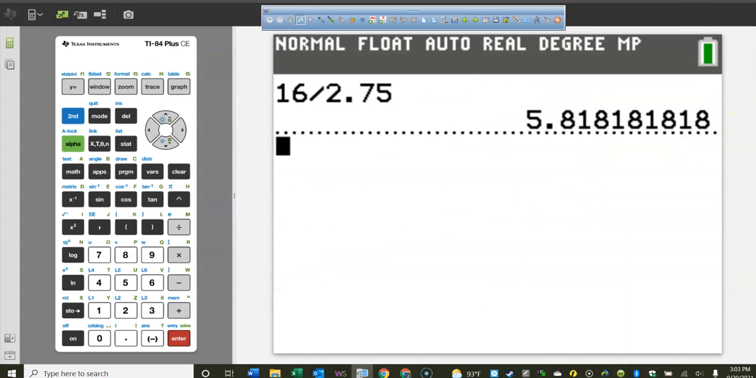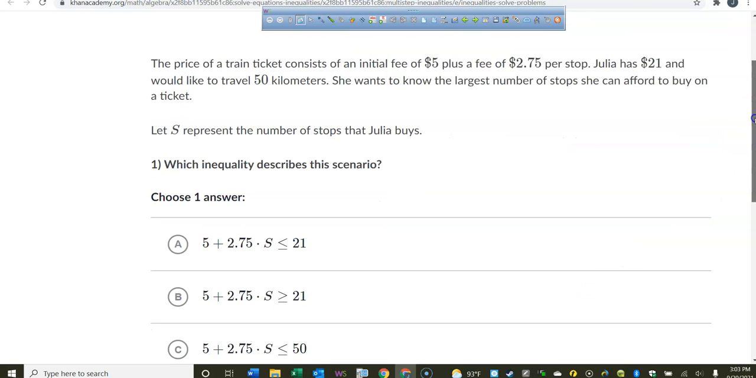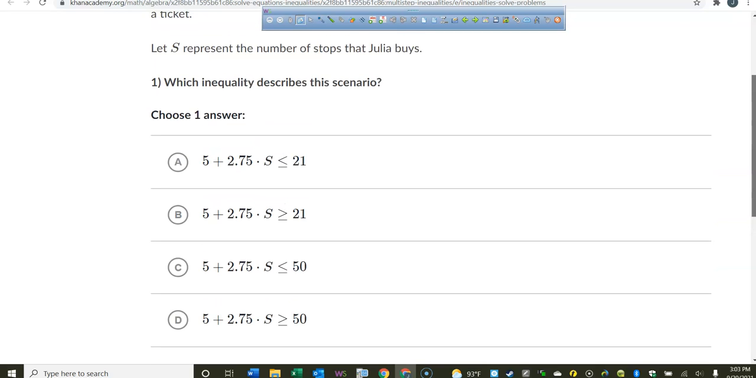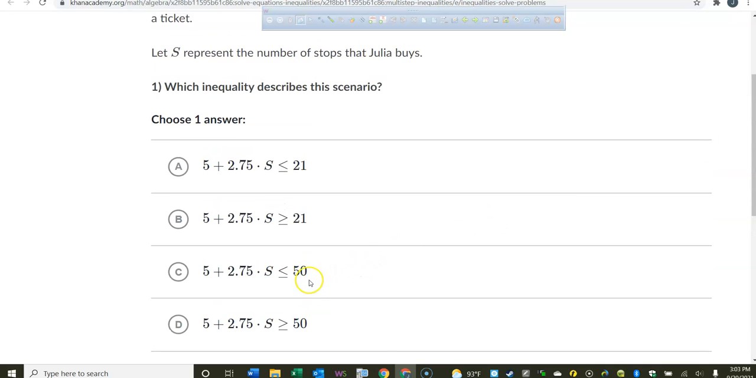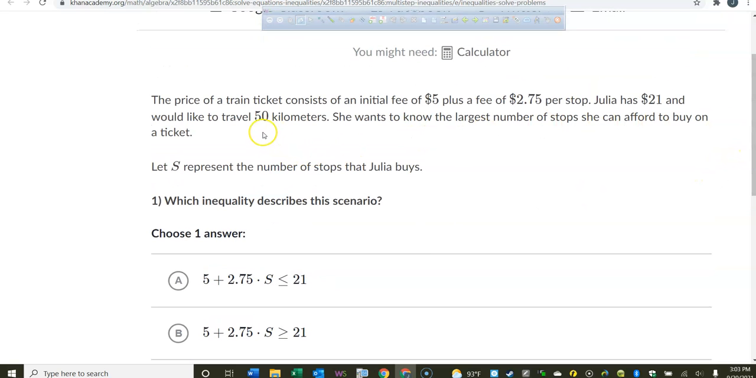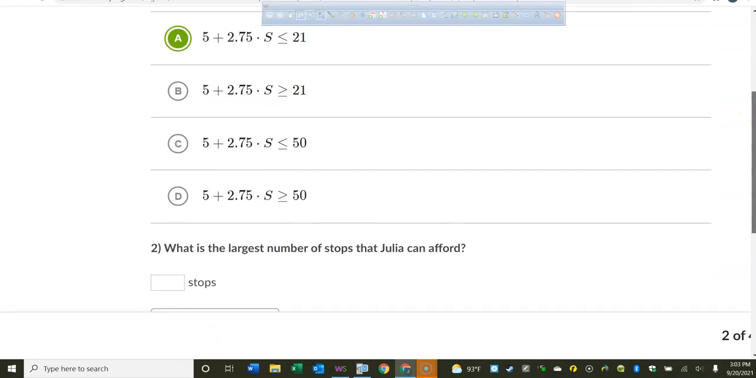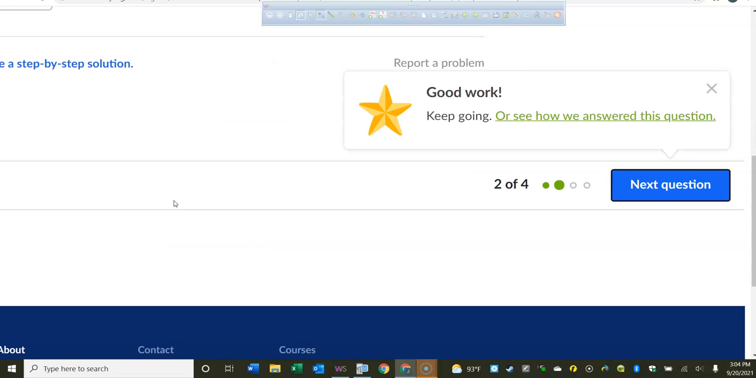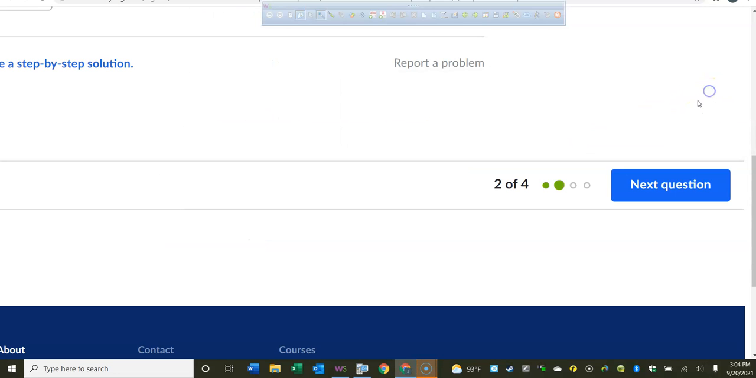So let's check it out. Let's see what the old problem says here. It says, what is the largest number of stops that she can afford? We said 5. What's the 50 deal with? If she had $50, then we'd choose 50, but 50 is like the miles that she'd like to travel, and this doesn't have anything dealing with miles. So $5 plus 2.75 a stop has to be less than or equal to 21, and the greatest number of stops that she could choose would be 5. Hey, look at that. Good work. Way to go, us.